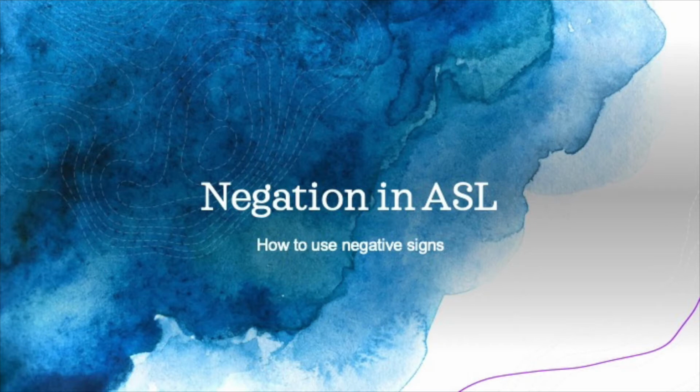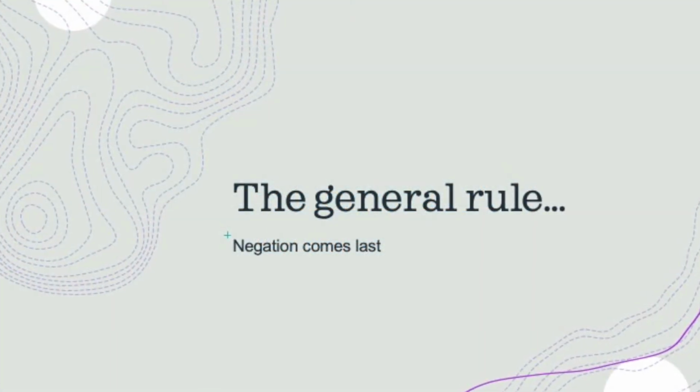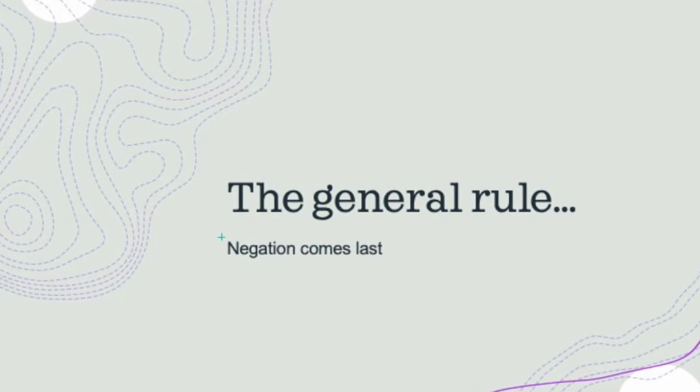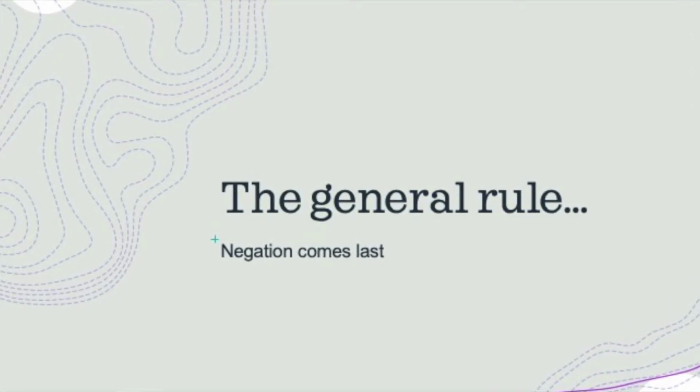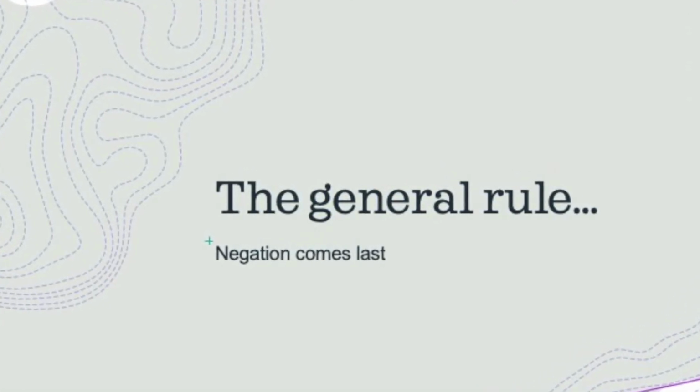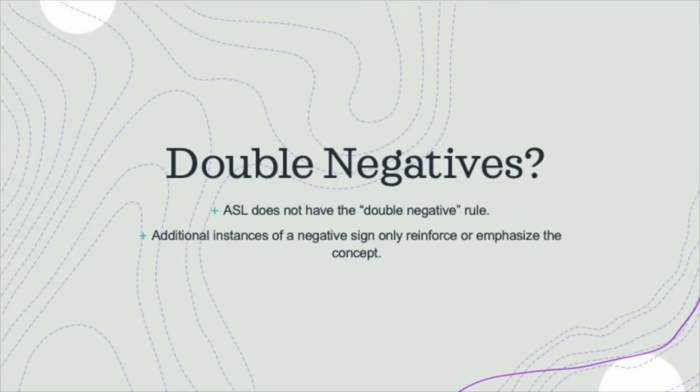This lecture covers the use of negation signs in ASL. In general, the negation signs tend to come last or near the end in an ASL sentence. In English, we can have a double negative effect, whereby the use of two negations in a row actually means that the statement is positive. For example, I am not going means actually that I am going.